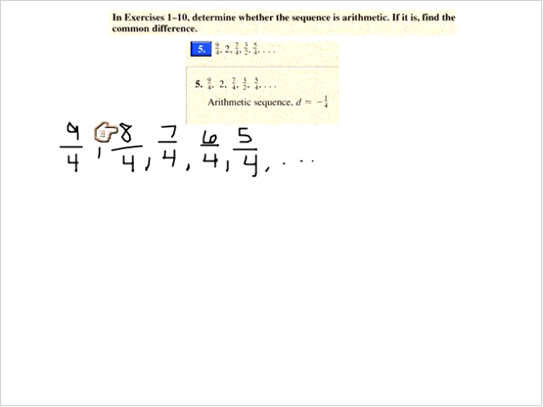It goes 9, 8, 7, 6, 5. So I'm subtracting 1 in the numerator each time. So I'm actually subtracting 1/4 each time to get the next number in the sequence. Because I'm subtracting 1/4 each time, it is an arithmetic sequence. And when it is an arithmetic sequence, that number that we're subtracting or adding is what we refer to as d. So if you see that, that's what d stands for.